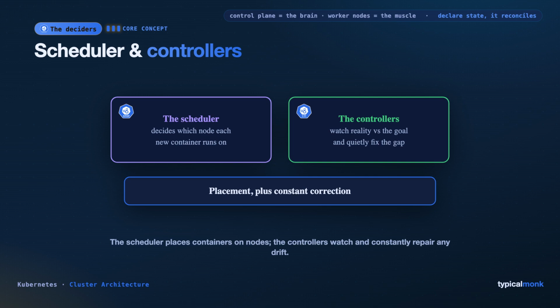So the takeaway: the scheduler decides which node each container runs on, and the controllers constantly watch reality against the goal and quietly fix any gap, which is where self-healing comes from.